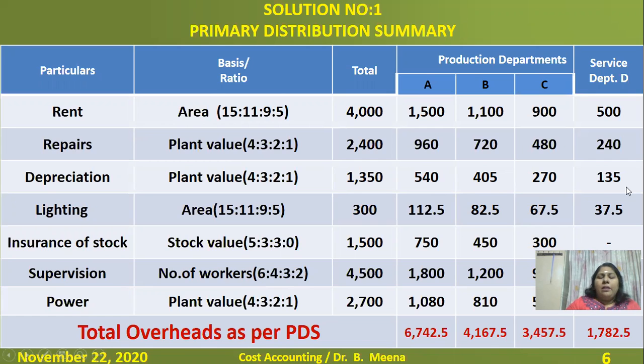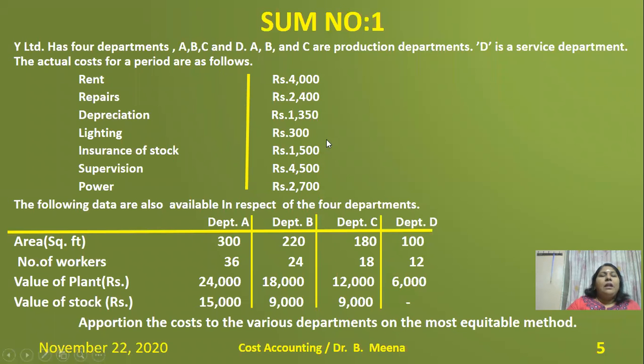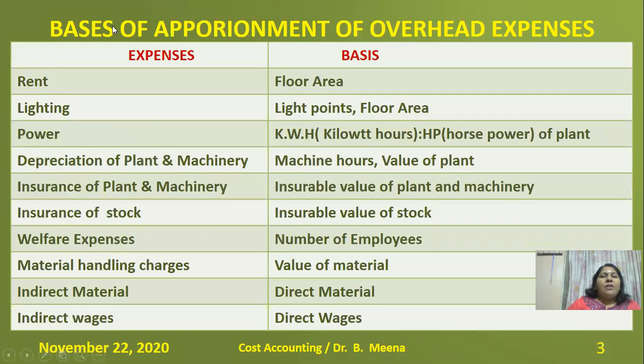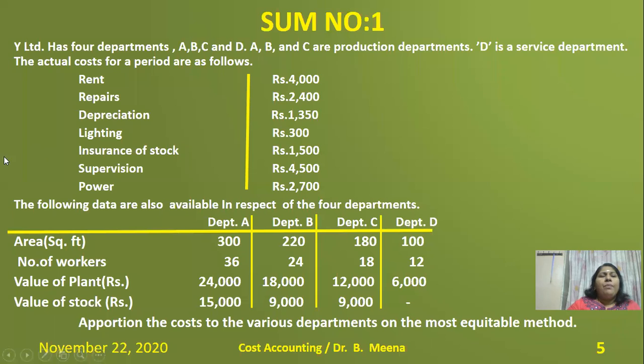Okay, and then I will move on to the next expense, lighting. Already I told in the first slide the base of measurement of overhead expenses. Lighting: if light points basis is not available, then we'll move on to use the floor area. The same thing happened in this problem. For lighting, light points information is not available. So I can make use of the area in square feet as a suitable basis for apportioning lighting, 300.